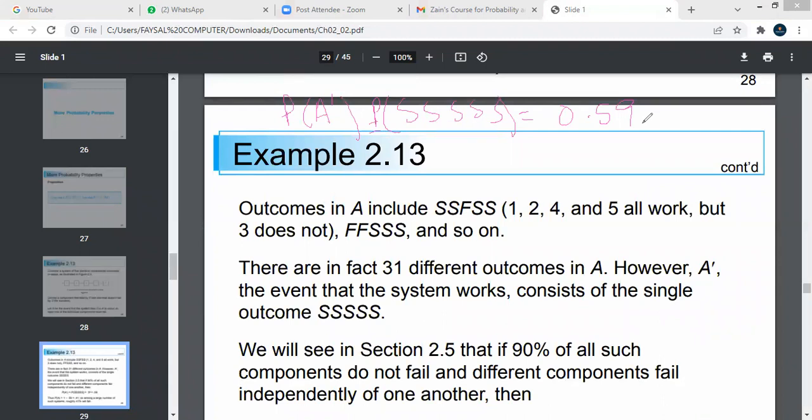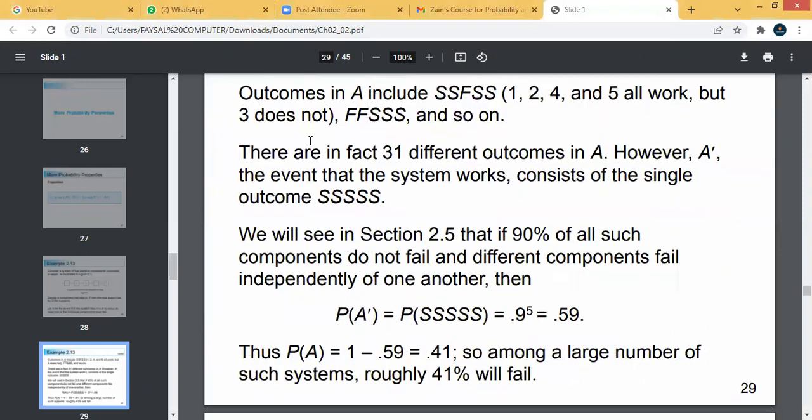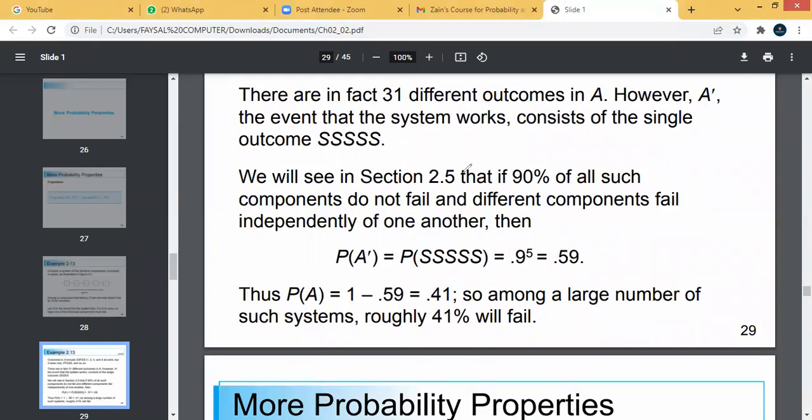No, sir. Okay. So to find the probability of 1F, we have to find the probability of complete success, that the probability of success for 5 consecutive events, 1, 2, 3, 4, 5, is equal to 0.59. So for this system, we can also find the probability of A, which is always equal to 1 minus 0.59. So the probability of A is approximately equal to 0.41. Roughly this one. Yes. This 0.59, what is it? Okay, sir.